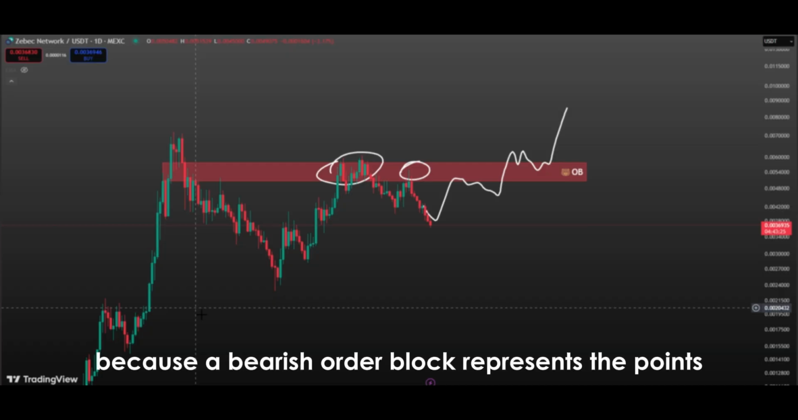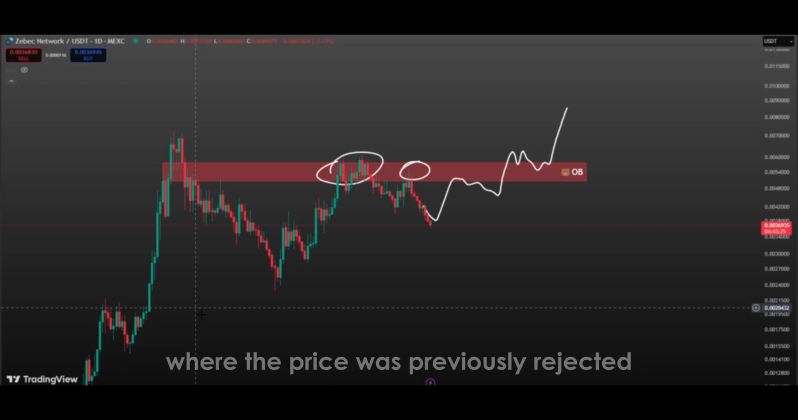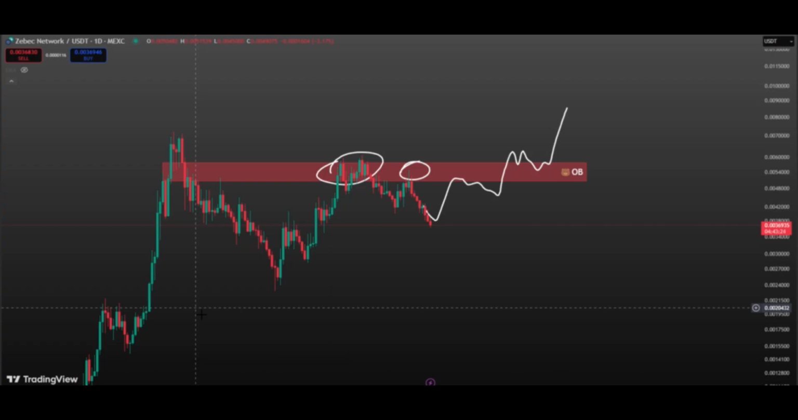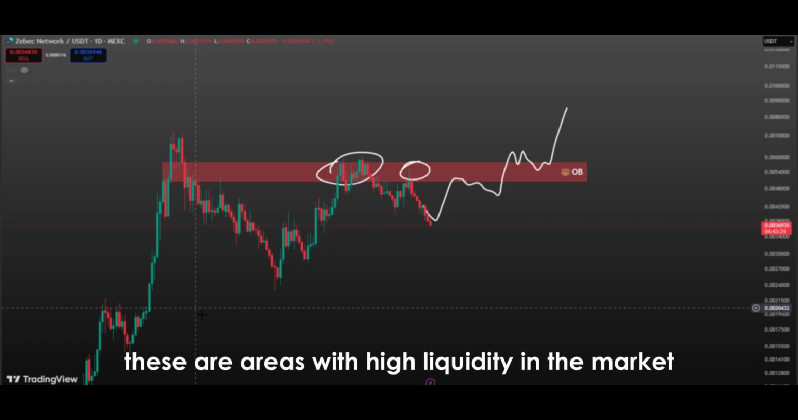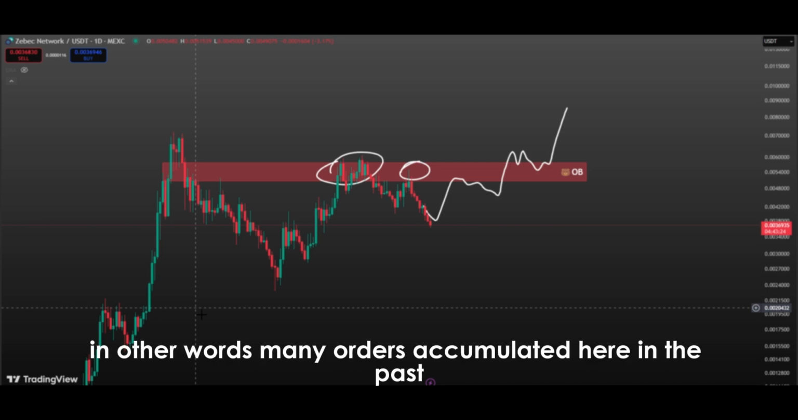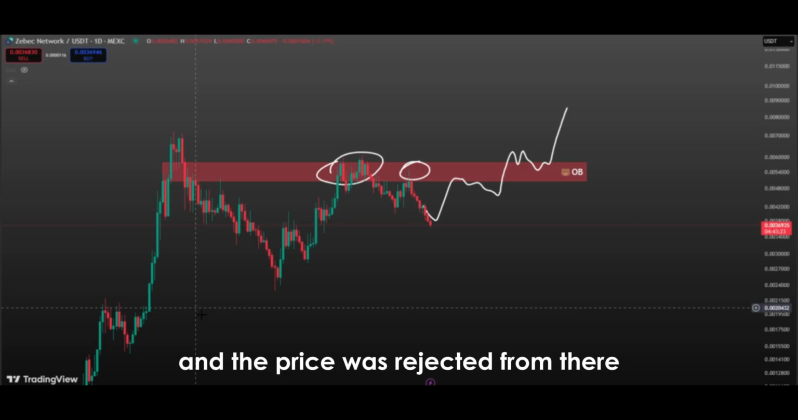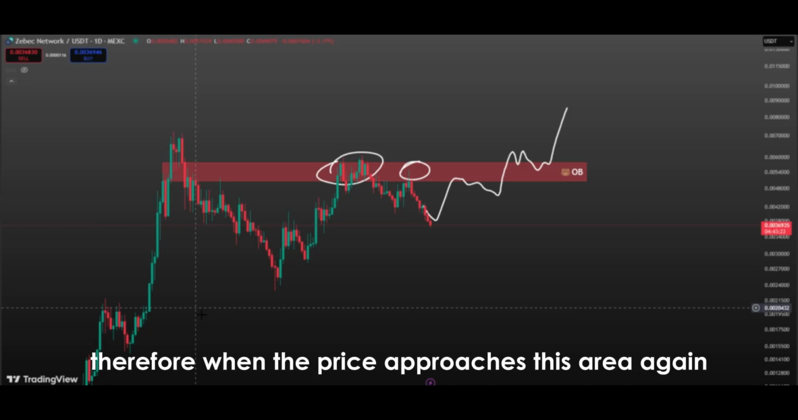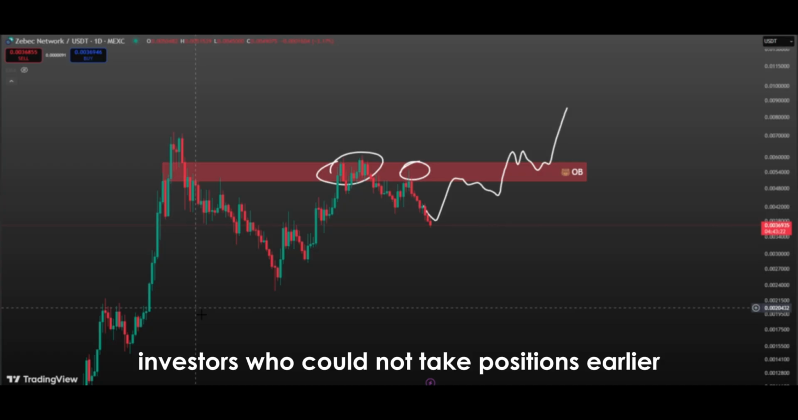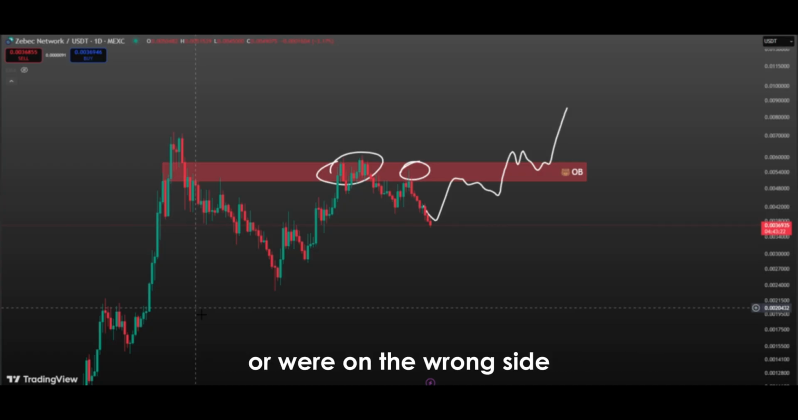Additionally, because a bearish order block represents the points where the price was previously rejected, these are areas with high liquidity in the market. In other words, many orders accumulated here in the past, and the price was rejected from there. Therefore, when the price approaches this area again, investors who could not take positions earlier or were on the wrong side may re-enter the market.